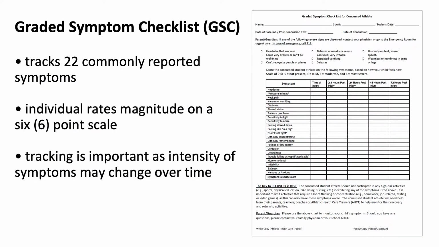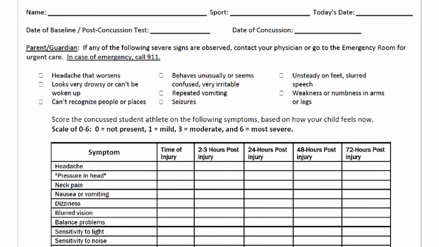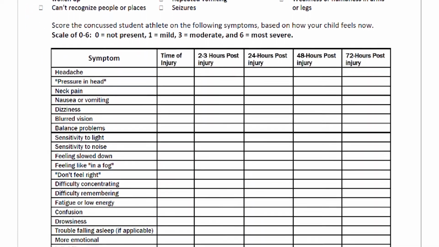A commonly used tool to assess concussion signs and symptoms is the Graded Symptoms Checklist, otherwise known as the GSC. The GSC tracks 22 commonly reported concussion symptoms, and the concussed individual will rate the magnitude of each one on a 6-point scale. Tracking symptoms is important because the types and intensity of symptoms may change over time. The GSC may be downloaded on our website, hawaiiconcussion.com.